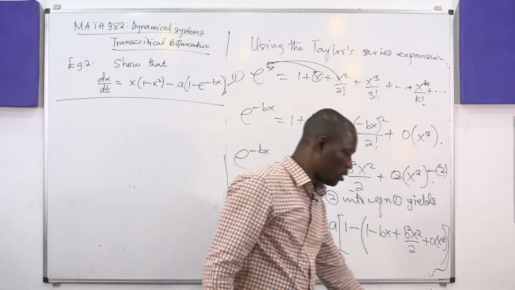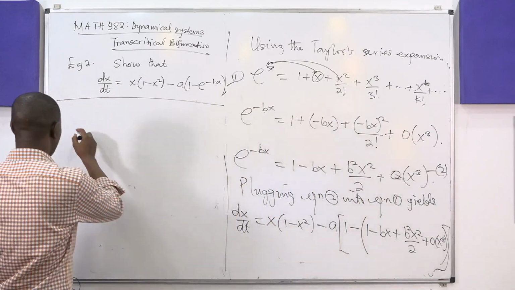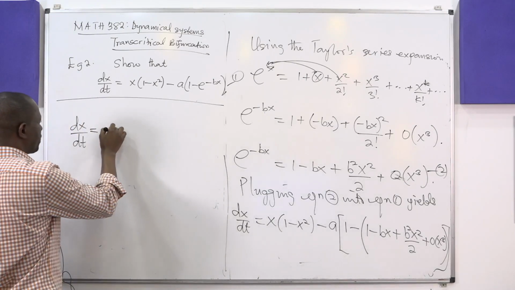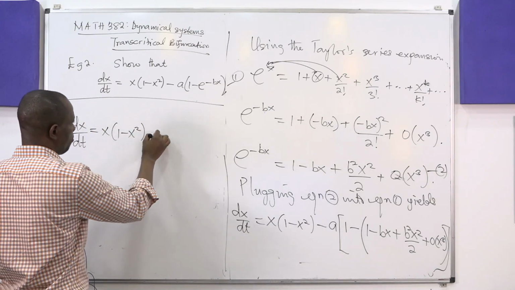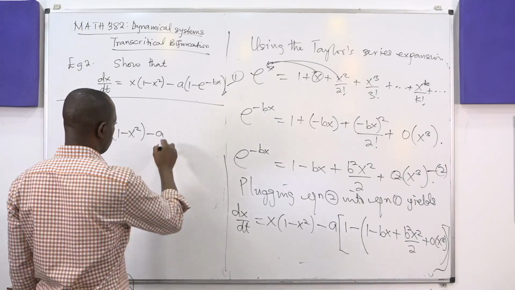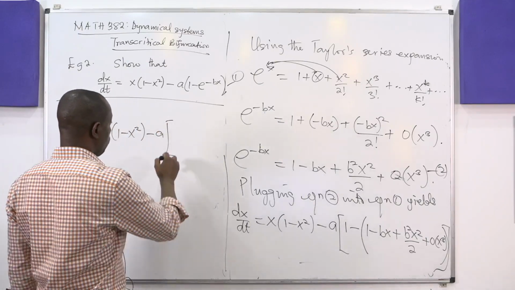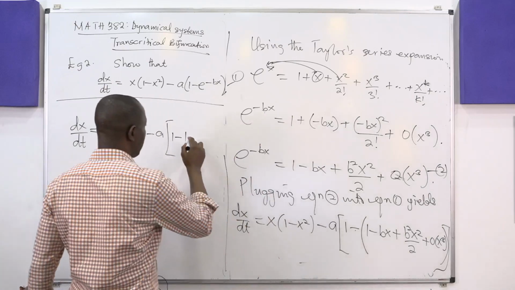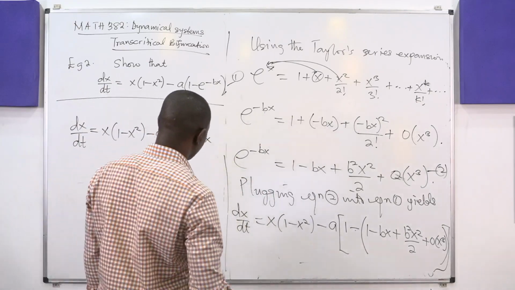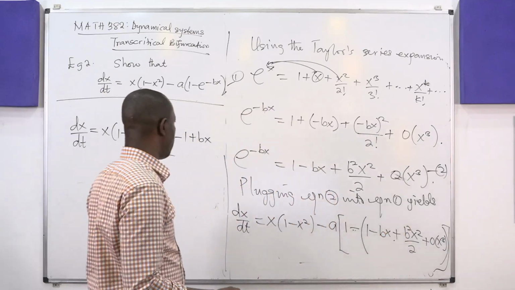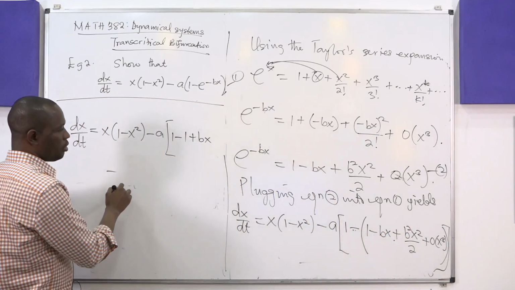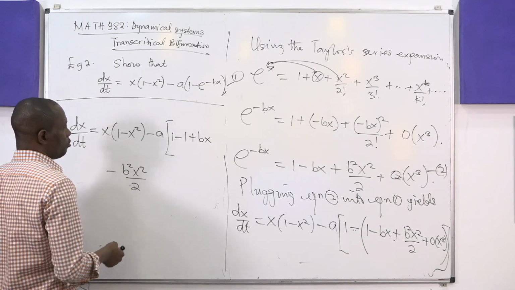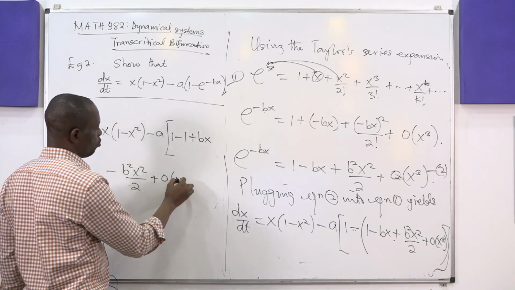And somebody advised me to keep the question. So this will give us what? The x dt equals what? x(1 minus x squared) minus a. Then the whole of this, what do we get? 1 minus 1. Then again 4. Then this will give you negative. Is that okay? So minus b squared x squared over 2 plus my error term.